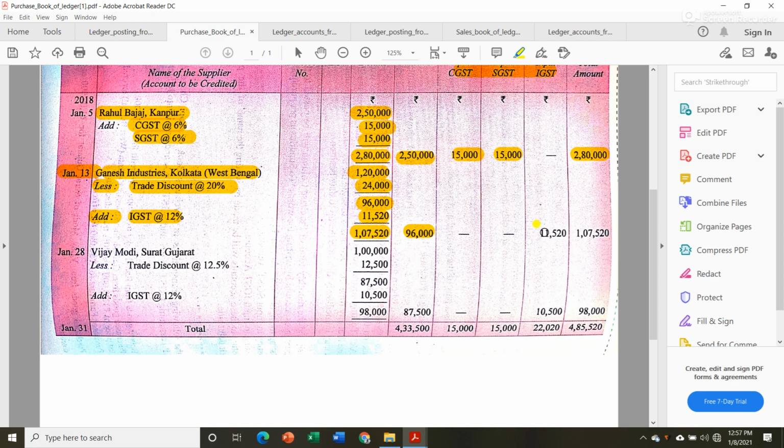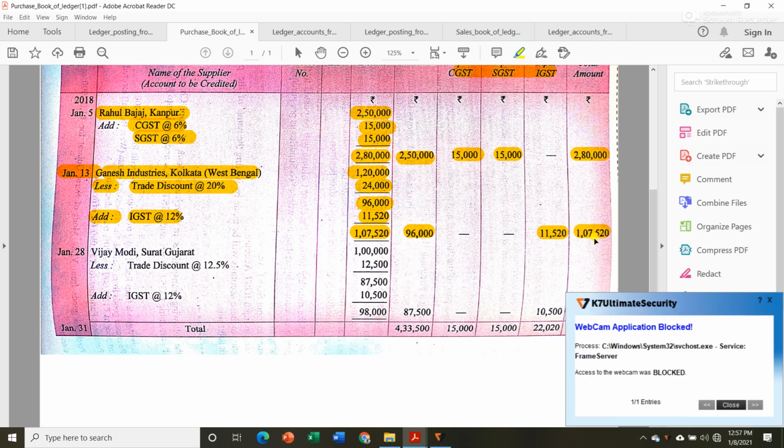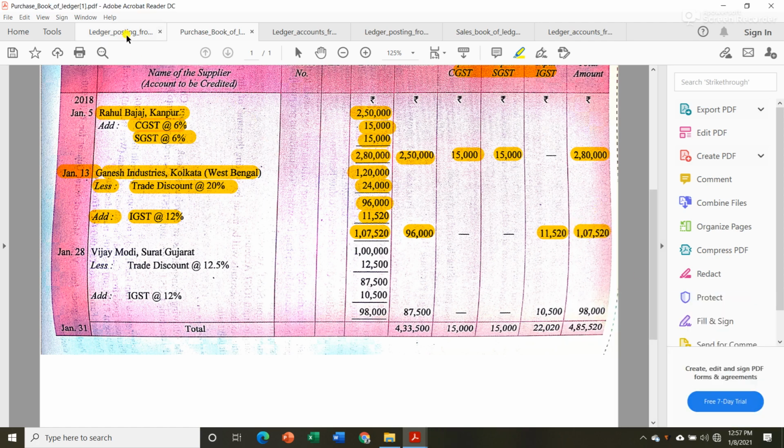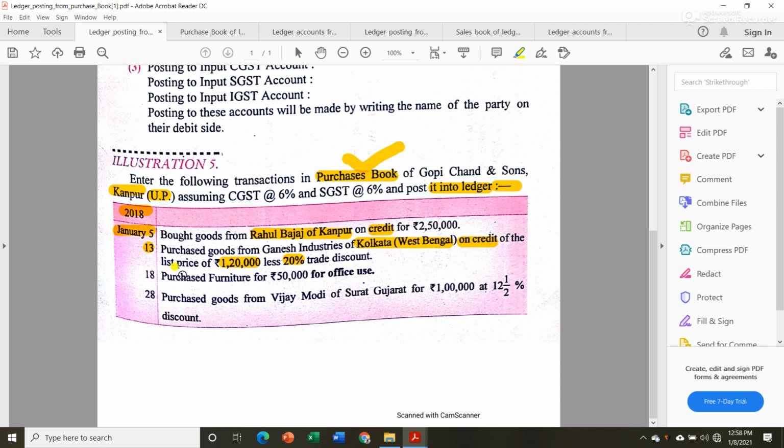Since this is interstate purchases, that means the supplier and purchase buyer are in different states, we have to give IGST. IGST is 11,520, and in the total amount column we have 1,07,520. Now let us see the next transaction. On January 18, we purchased furniture for 50,000 for office use.